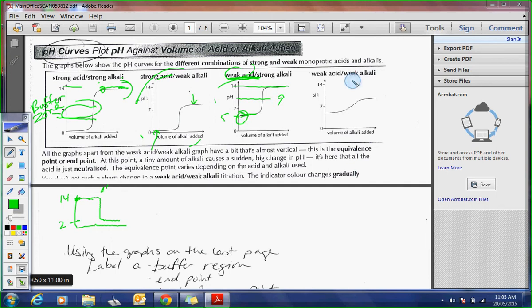And here, this weak acid, weak alkali, do you see how you've got this smooth curve? There is no real sharp end point. You see that, Devin? No sharp end point.